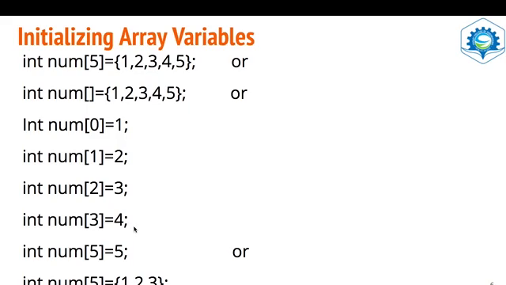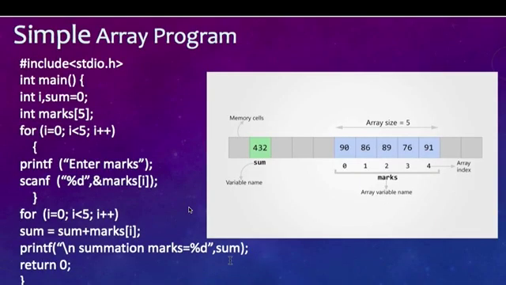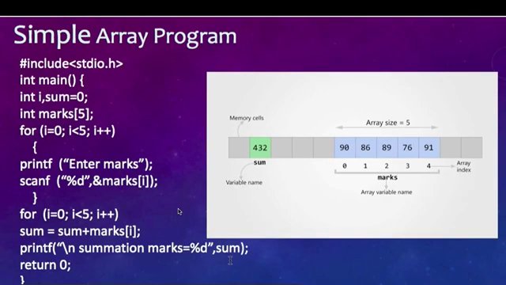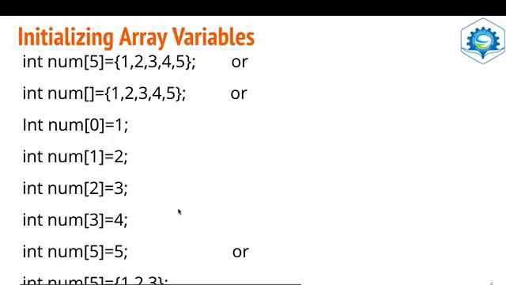And you may be thinking, if we are not specifying all those elements, then what will happen? See, in the last example, we haven't specified the fourth or fifth element. We only have the first three elements, right? So in such cases, by default, those locations will be initialized with the value 0.